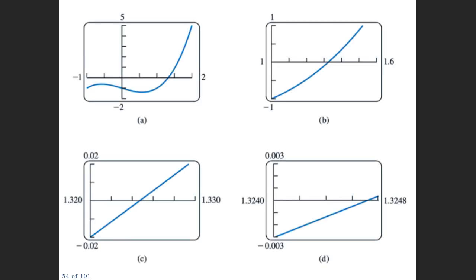Now, if we zoom in, look at A first of all. This is the number 1, this is number 2. We can see somewhere between 1 and 2, the function is equal to 0. Zoom in a little bit. This is 1, this is 1.5. And then we can see that somewhere between 1.3 and 1.4. Zoom in a little bit more and then a little bit more. We can see that it's somewhere here. Somewhere between 1.3240 and 1.3248.